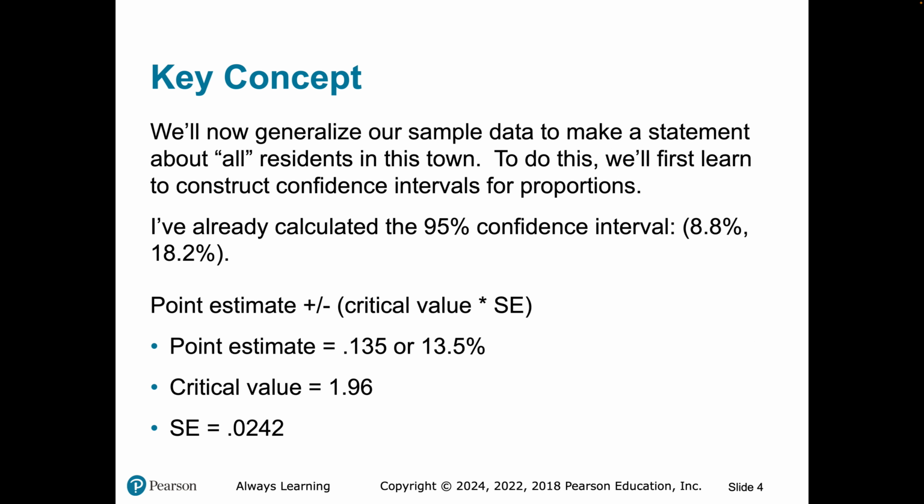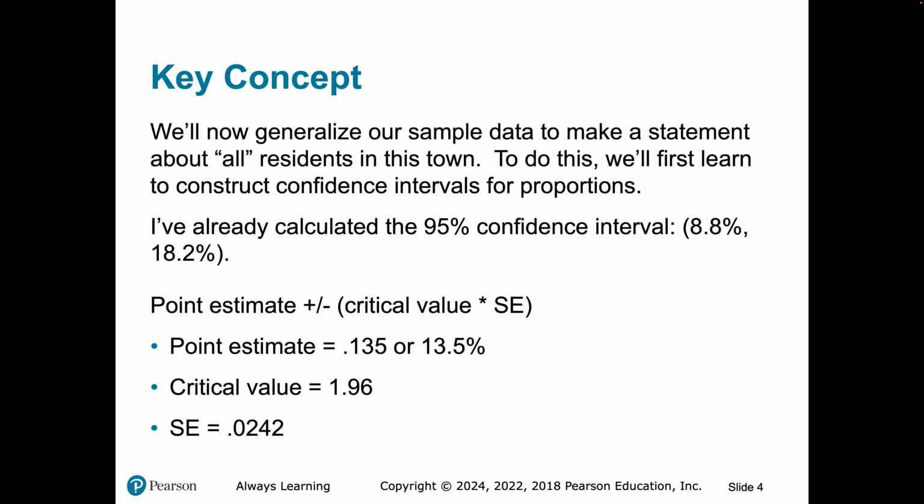So the idea here is we want to be able to estimate with confidence. And we do that by constructing something called a confidence interval for proportions. Percentages and proportions are interchangeable. I've already gone ahead and calculated the 95% confidence interval. It's 8.8% to 18.2%. So throughout the rest of the video, we're going to talk about how this calculation was made. I'm going to show you how to make it in StatCrunch. I'm going to tell you the right way and the wrong way to interpret this confidence interval.